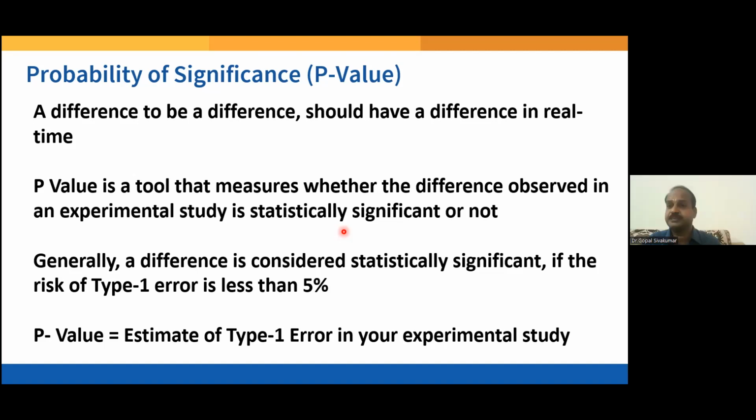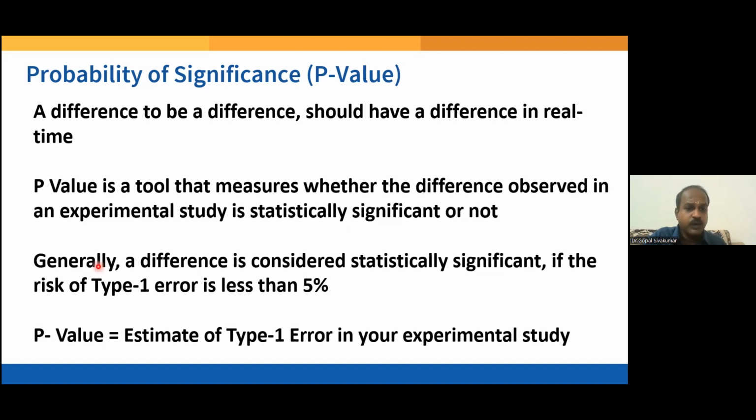Right? So before going for the study, this must be fixed. Are you okay with 1% level of significance? Or are you okay with 5% level of significance? If they say they are okay with 5% level of significance, you can understand they are expecting 95% confidence level.